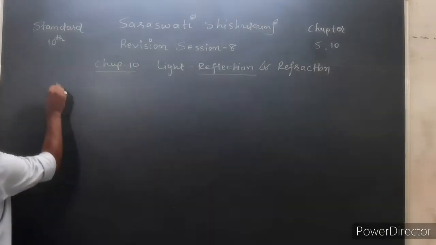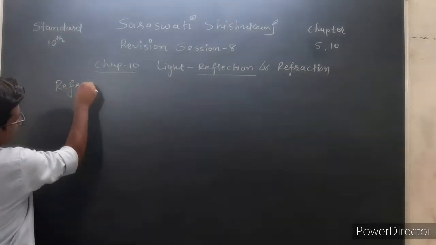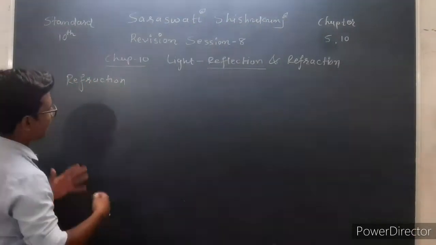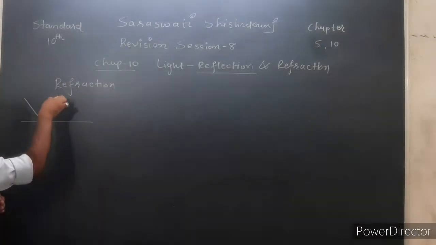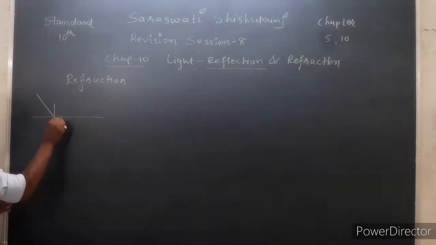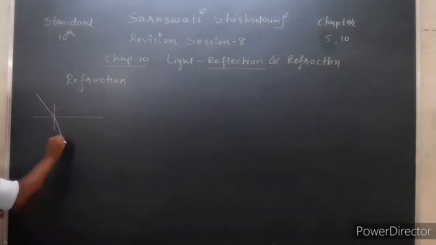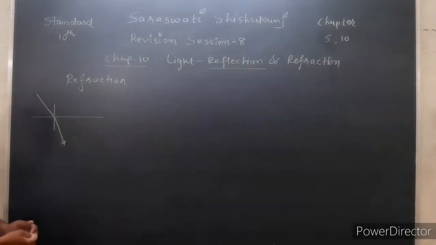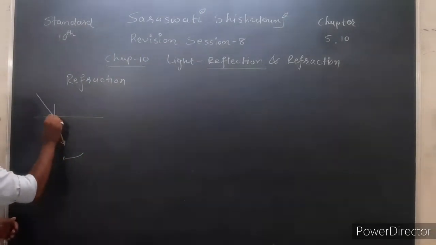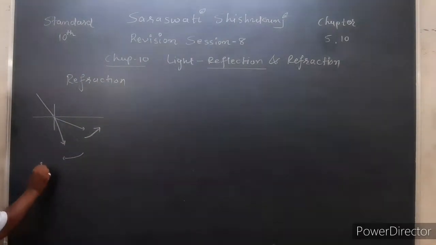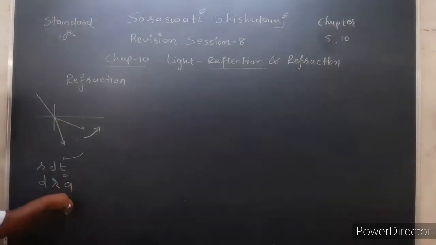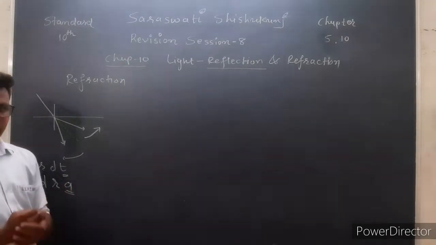Now let's talk about refraction. Now we know what is called refraction. When light travels from one transparent medium to another transparent medium, it will change its direction either towards the normal or away from the normal, right? We know that from rarer medium to denser medium it will move towards the normal, and from denser medium to rarer medium it will move away from the normal, that we know.